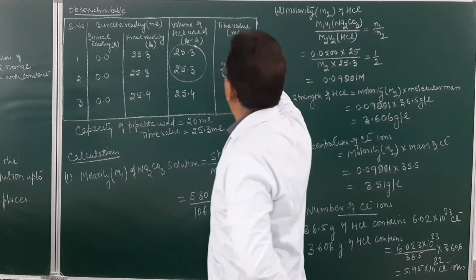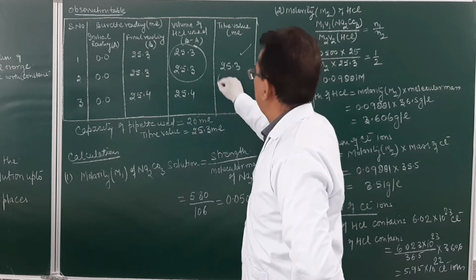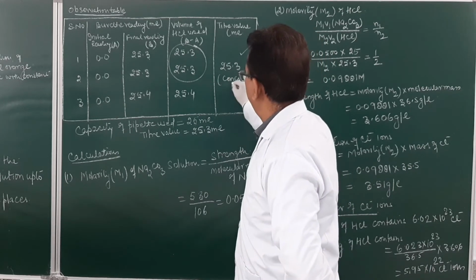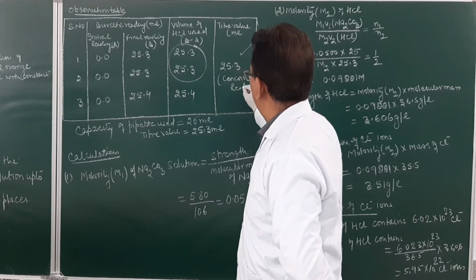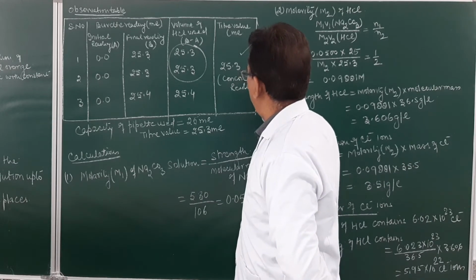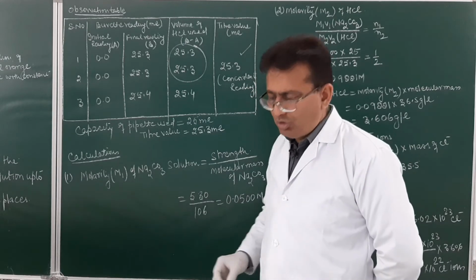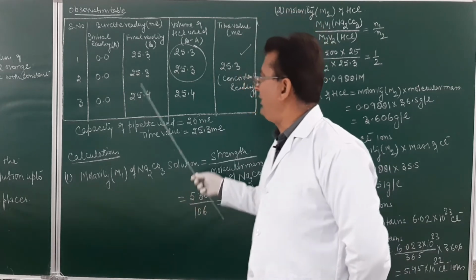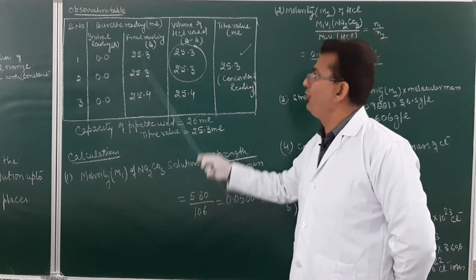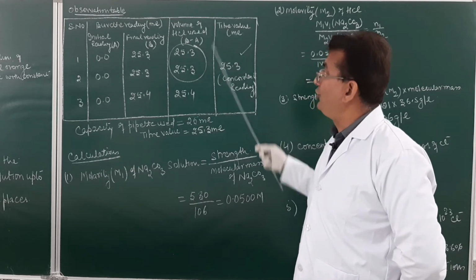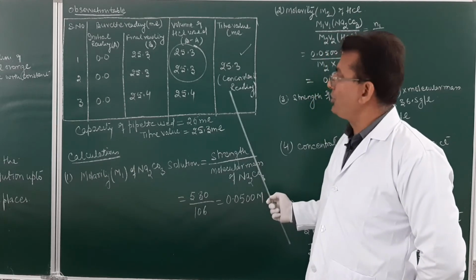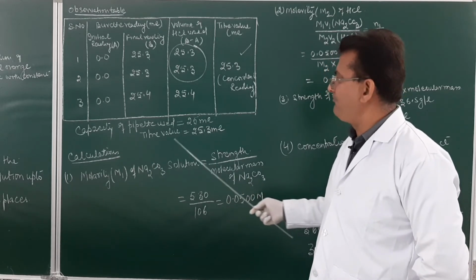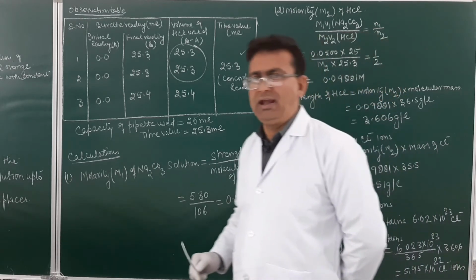So these will become a titer value, and this titer value will be a concordant reading. Am I clear, student? Concordant means a similar reading, which will be a titer value in this case. Now, you have to make the table to represent the concordant value or the titer value. The capacity of pipette used, as I am demonstrating, is 25 ml, and the titer value will be 25.3 ml.